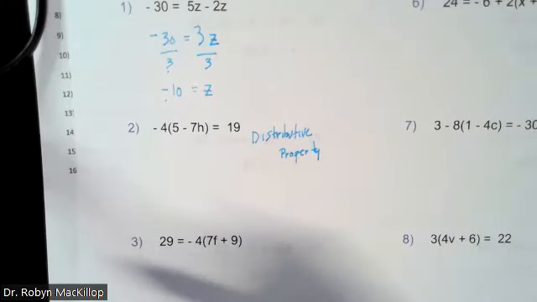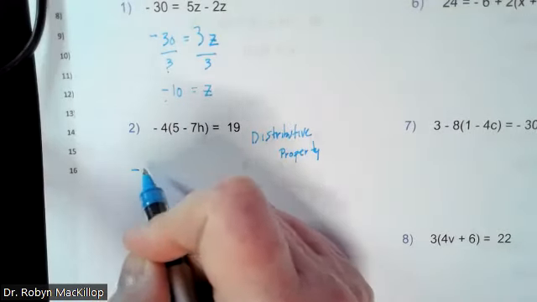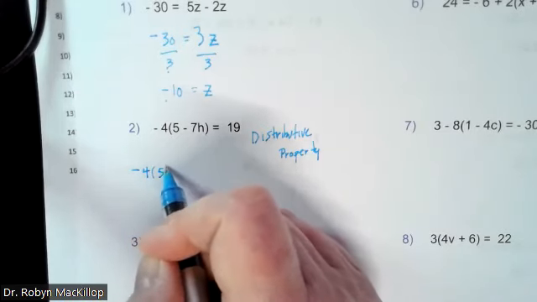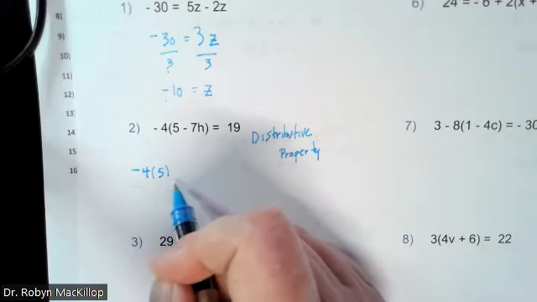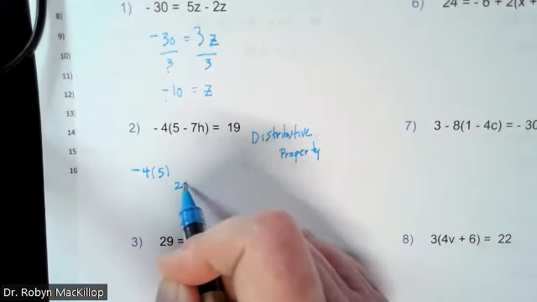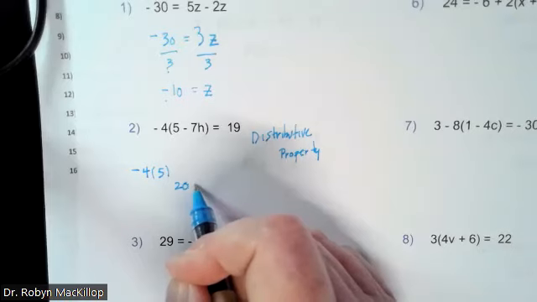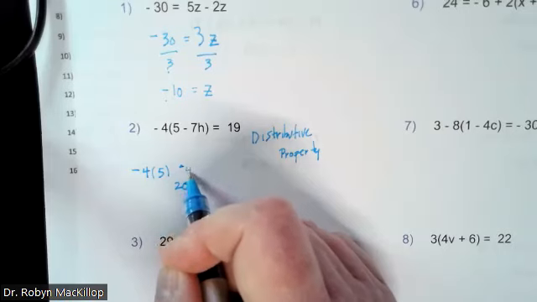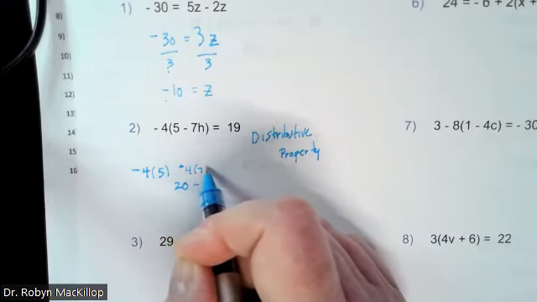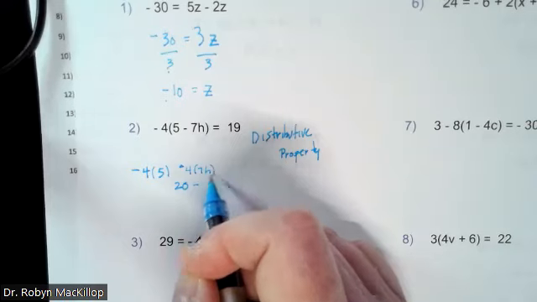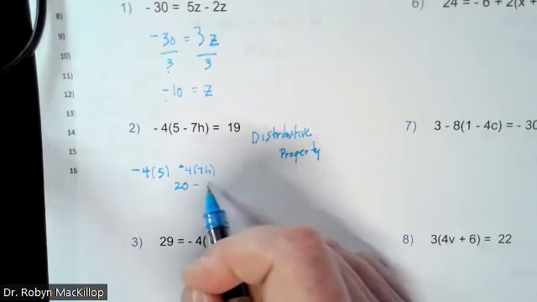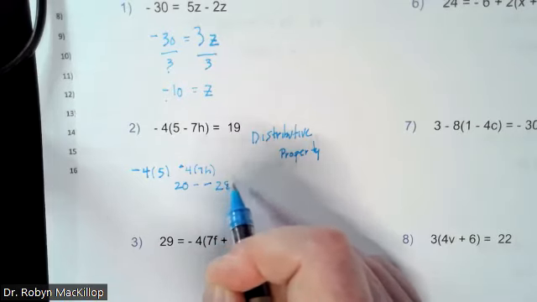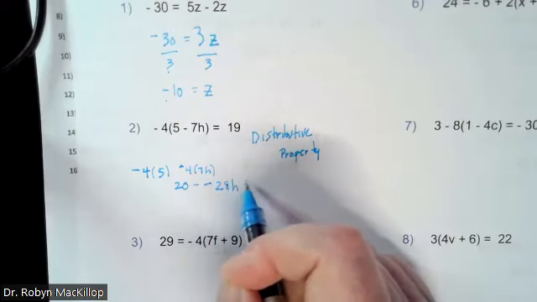All right, so what we're going to do here, negative 4 times 5 is the first step. That's going to be 20. Then I'm going to bring down the minus sign so I don't have to mess with it. Then we're going to do negative 4 times 7h. And that's going to be negative 28h. I think this one was too big a jump. Equals 19.